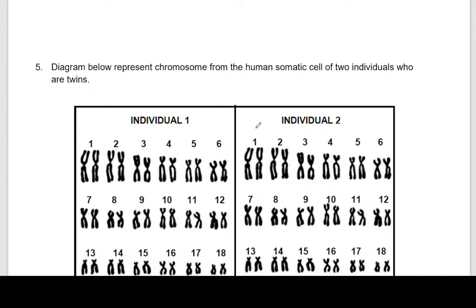All right, let's go to another question. Another question is about karyotype.